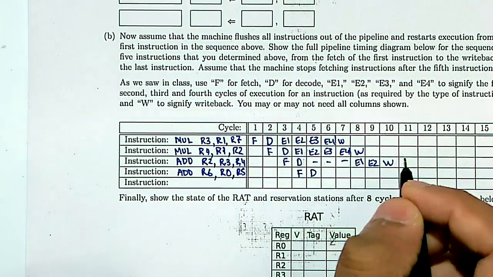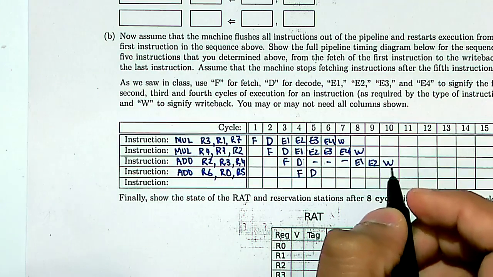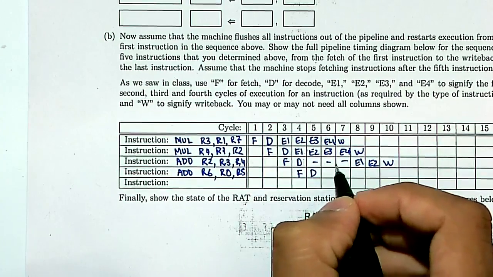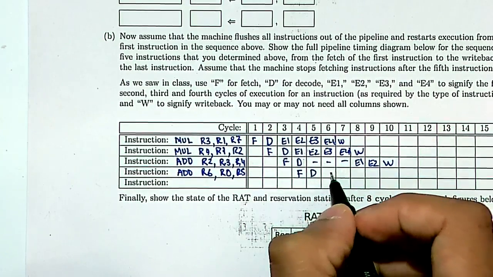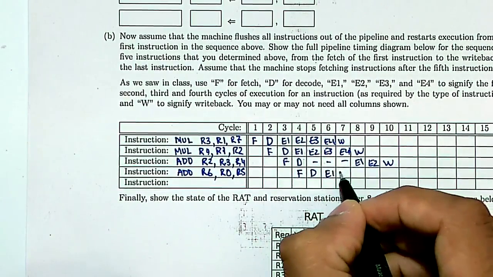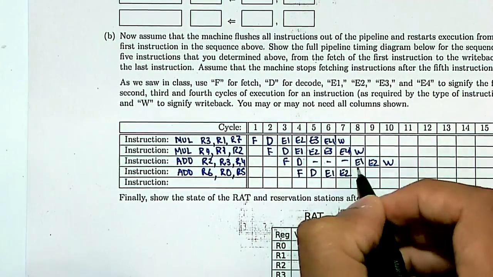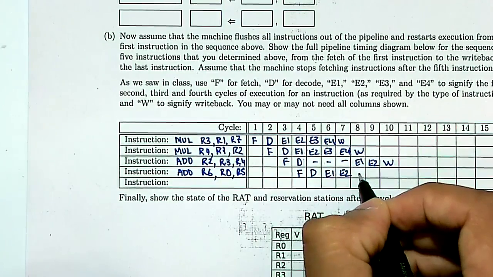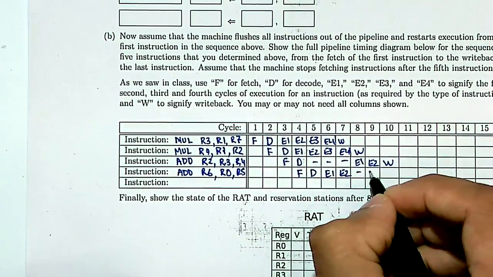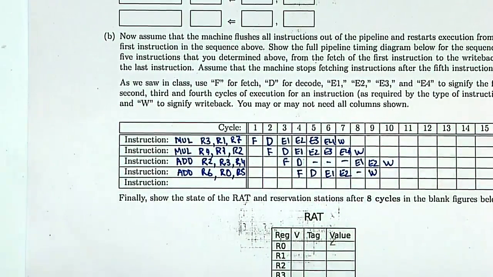And the adder is currently free, so we can immediately begin execution because we have R0 and R5. So we do execution 1 and execution 2, and we are unable to write back here because the write back stage is busy writing back the result of this multiply. And so we have to stall, and then we write back here. Okay?